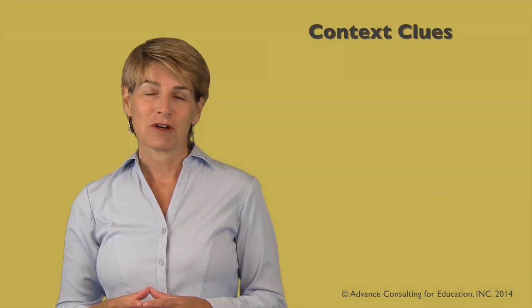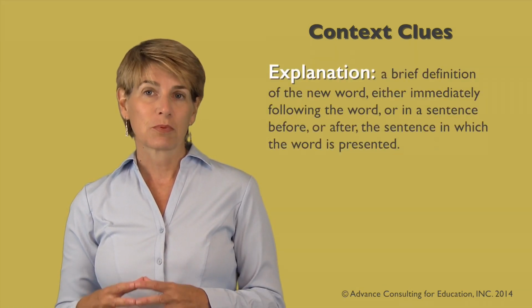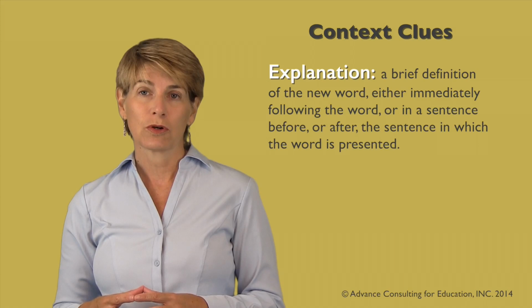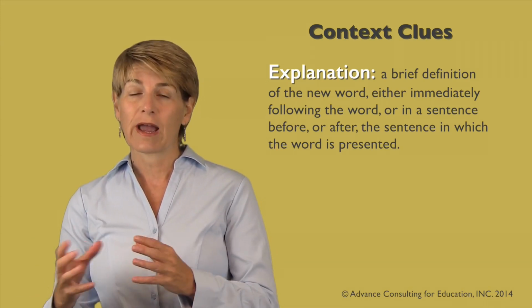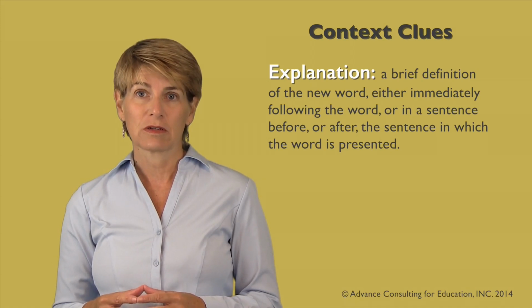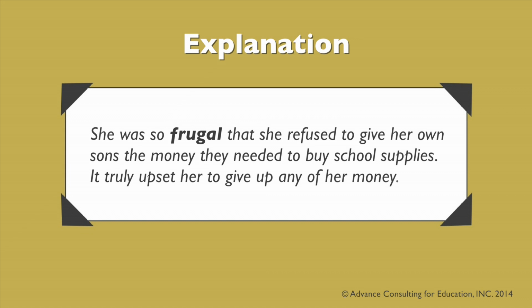The next type of context clue is an explanation. The author provides a brief definition of the new word, either immediately following the word or in a sentence before or after the sentence in which the word is presented. Here's an example. She was so frugal that she refused to give her own sons the money they needed to buy school supplies. It truly upset her to give up any of her money.